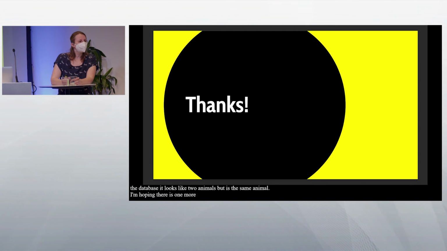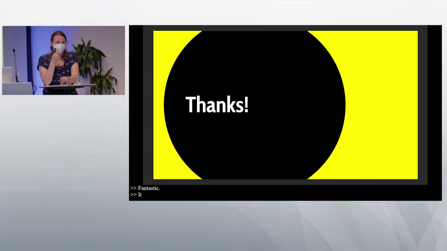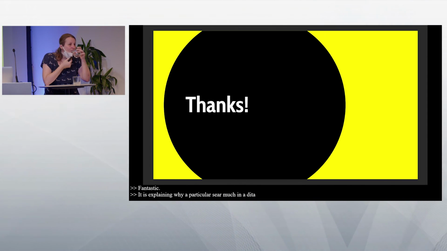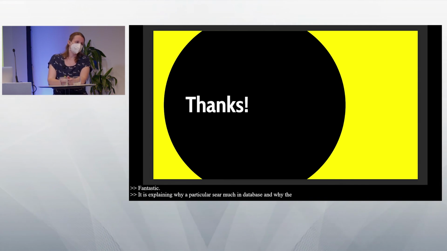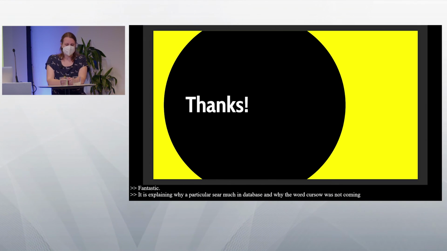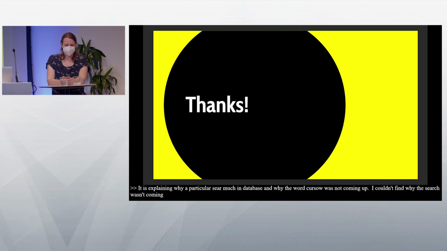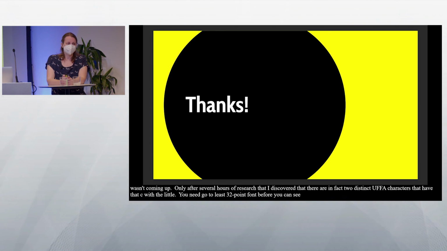Amazing. Okay, it is not a question, but I was once tasked with explaining why a particular search in a database on the word Curaçao was not coming back. I could find the record they wanted in the database, but I could not understand why my search function was not pulling it up. It was only after several hours of research that I discovered that there are in fact two distinct UTF-8 characters that have that C with a little sigil beneath it. And you need to go to at least a 32-point font before you can see the difference between the two. But that was the reason why, and many, many bad words were said that day.